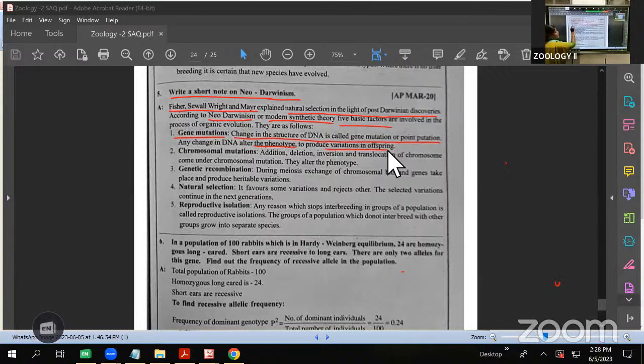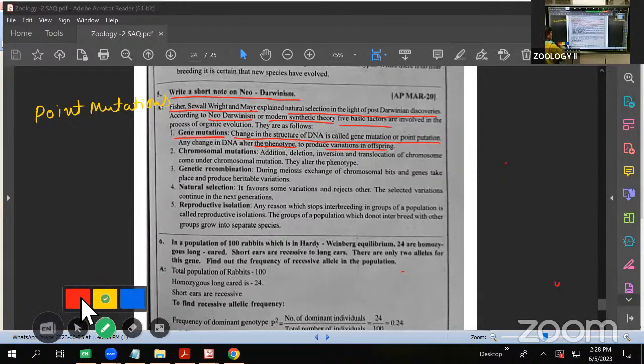Gene mutations are also called point mutations. Point mutations means that any changes inside the structure of the DNA cause this type of mutation.